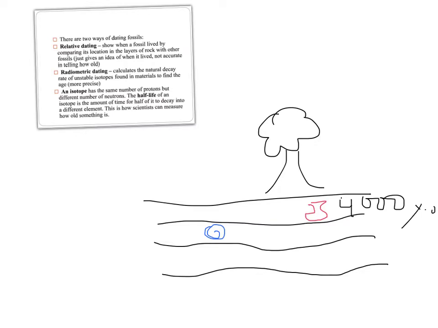So then they would know about this snail. They would know that it is older than 4,000 years old because it's underneath the pot that is 4,000 years old. That's called relative dating. They didn't give an exact time, but relatively, they know it's older than 4,000 years. They're going to compare it to something they already know.